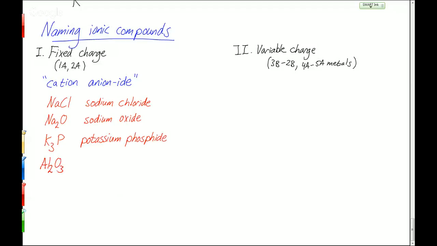Al2O3. Aluminum also fits in this category, by the way. It only has a +3 charge. There's a couple more too, but I don't want to get everybody confused with exceptions, so we're just going to leave it at that. What would we call Al2O3? Yeah, aluminum oxide.